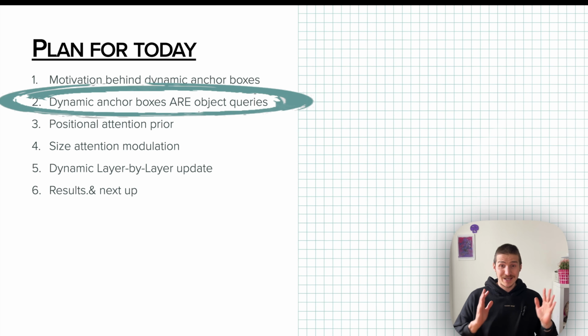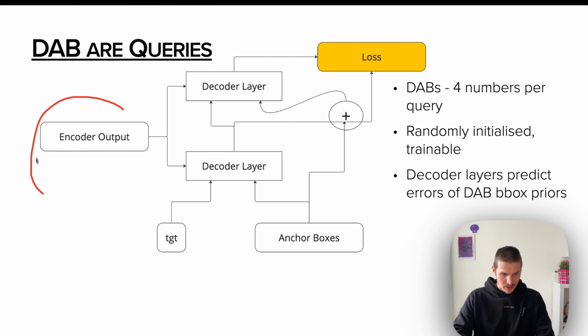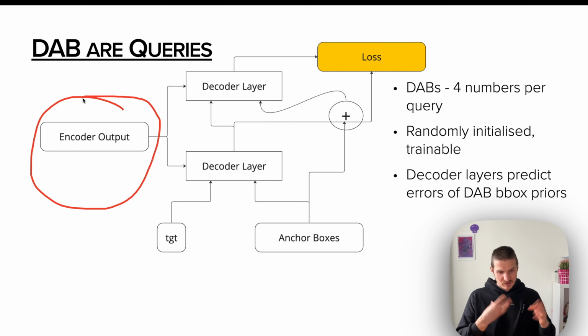Okay, now let's discuss what those anchor boxes are and what it means that dynamic anchor boxes are object queries. So this is a slightly simplified scheme of what we've just seen before, with only the necessary components actually pictured here. On the left, we have our encoder output, which is basically a refined representation of an image that we will use as the content component on every decoder layer.